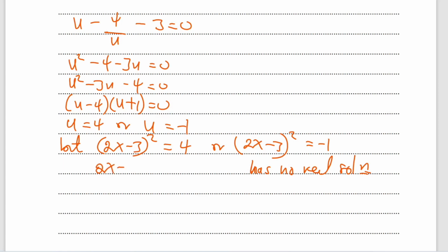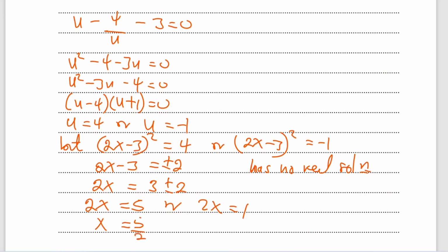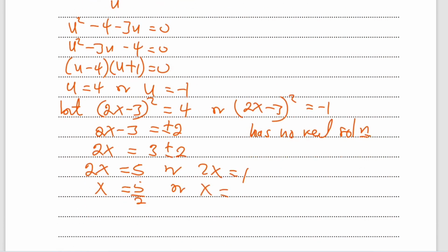This one, you would take the root of 4, that would be plus or minus 2, and then we can take the 3 to the other side, so we have 3 plus or minus 2, so we can have 2x equals 5 or 2x equals 1, so that x is either 5 on 2 or x will be half.